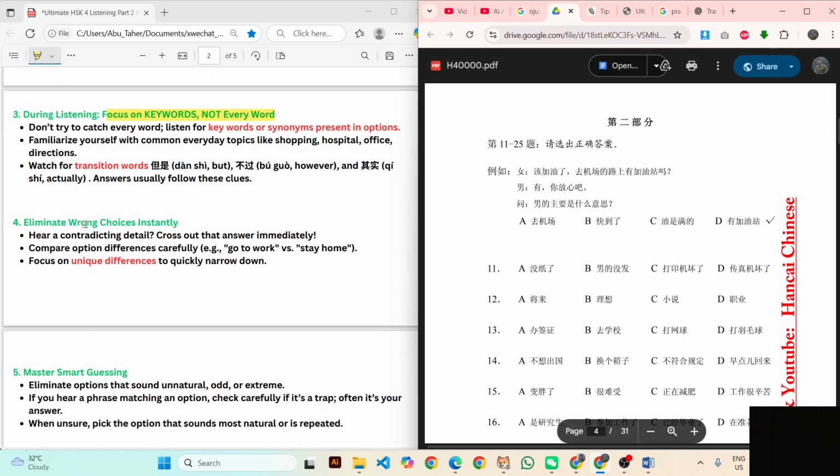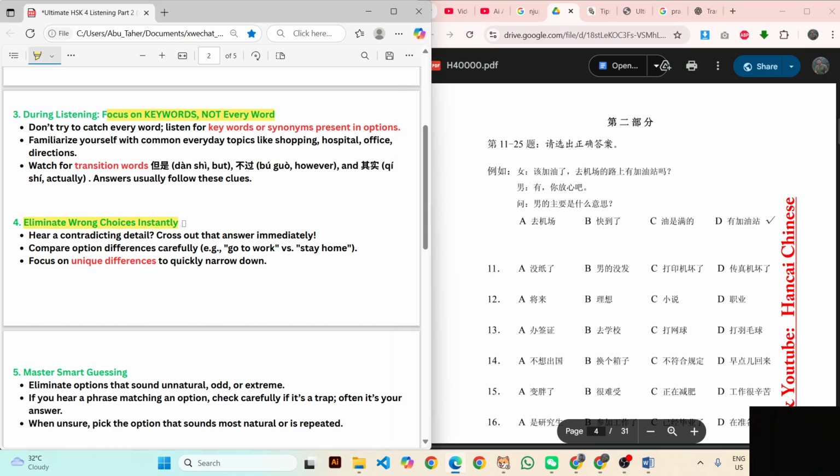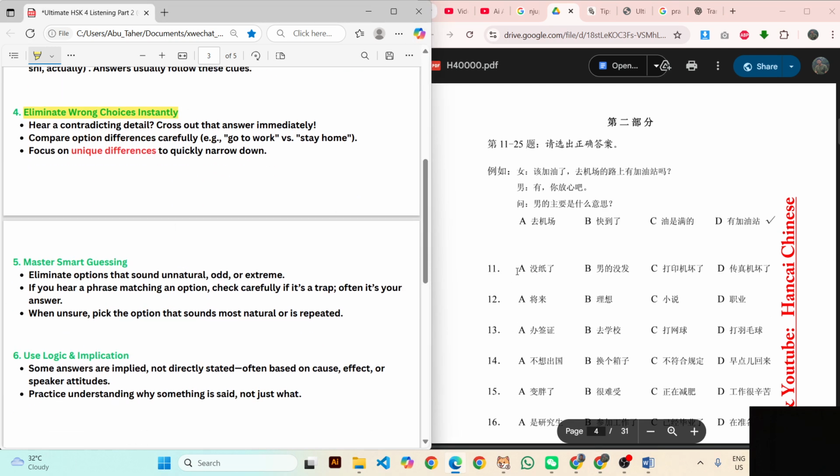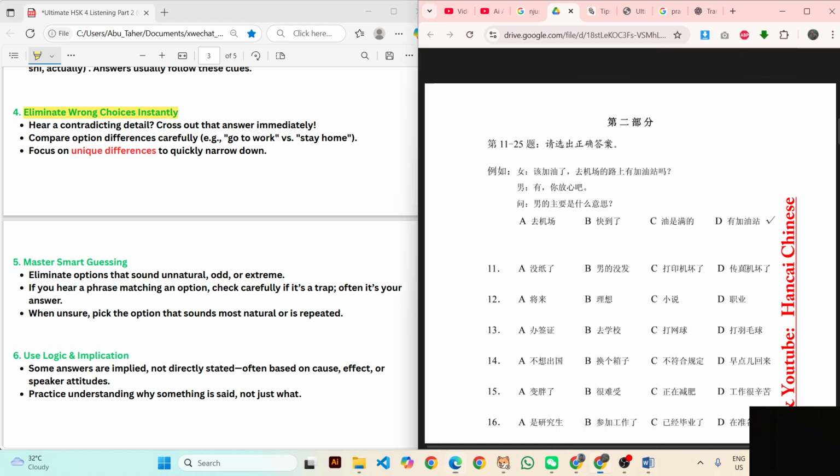And then eliminate the wrong answers. How can you eliminate? If you don't hear this one, just cancel it. If you don't hear this, cancel this one. Sometimes, for example, this is the correct answer, but you didn't hear chuanzhen. So how can you eliminate all of these options? If you don't read all of these options carefully, it will be difficult for you to eliminate the wrong answers because you don't know which one is correct.